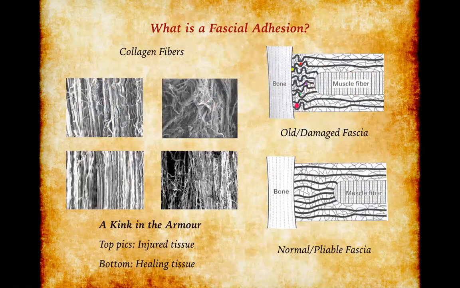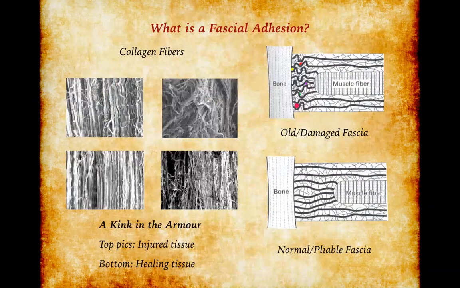So what is a fascial adhesion? If you look to the left, you see the top two pictures. This is injured tissue. So you can see how it's kind of gnarled. And then below that, the bottom two pictures on the left-hand side are healing tissue. So you can see in the bottom left picture the fibers are becoming more in alignment. And on the right, same thing, right? If you look at the top right and the bottom right, the fibers are beginning to align, which allows more coherence, more energy flow. So these are the four pictures to the left.